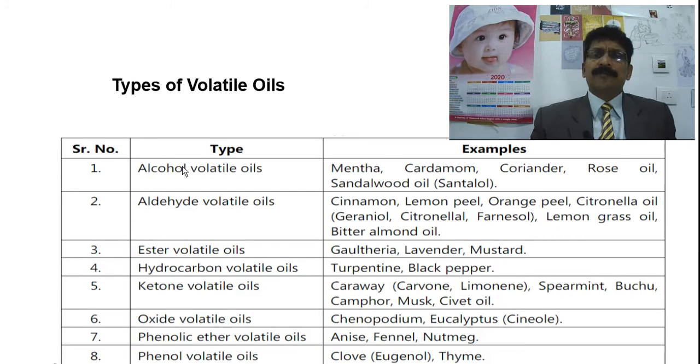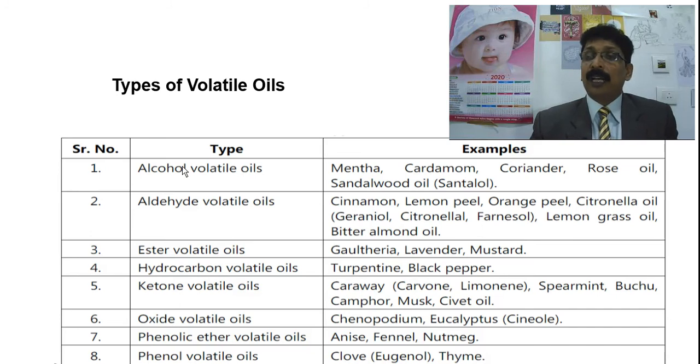And types of volatile oils and examples for them: alcohol volatile oils, for example mentha, cardamom, coriander, rose oil, sandalwood oil, which contains sandalol. Then aldehyde volatile oils, the terpenes which contain aldehyde functional groups like benzaldehyde, you can see in cinnamon, which has cinnamic aldehyde, lemon peel, limonene, and orange peel, citronellol, citronella oil, and geraniol, citronellol, farnesol.